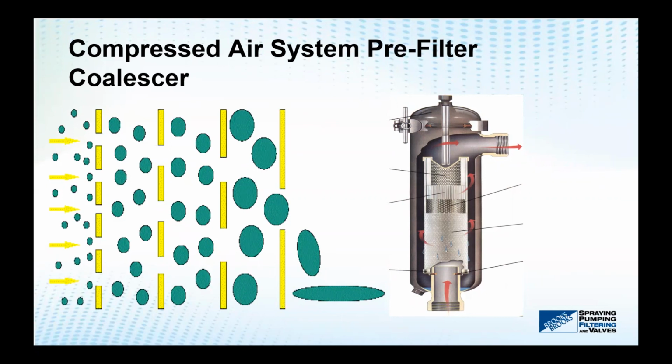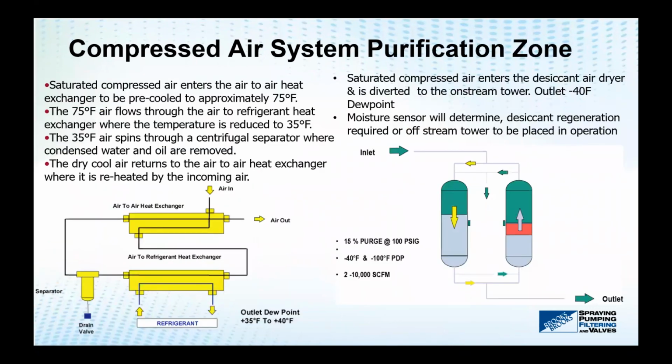Yeah, good point. Then downstream of the coalescing filter, we get into the purification zone. The most common types of purification systems that actually lower the dew point would be either a refrigerant dryer or a desiccant dryer. Each one has its pros and cons. I'm not going to get into the financial aspects of one or the other today. I'm going to save that for round 3.